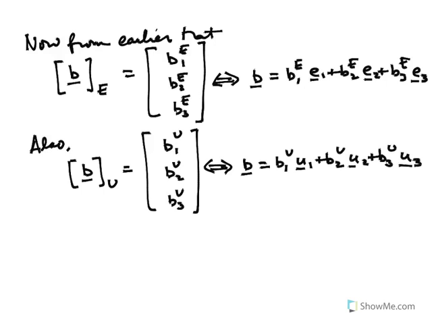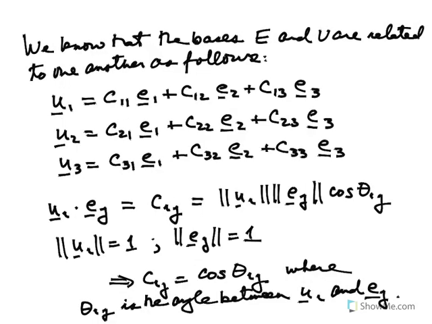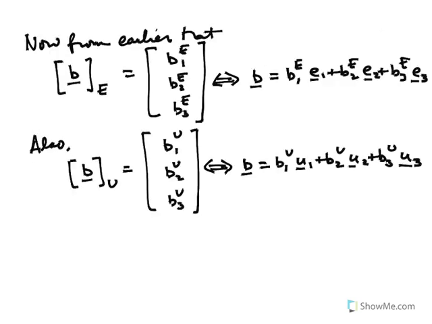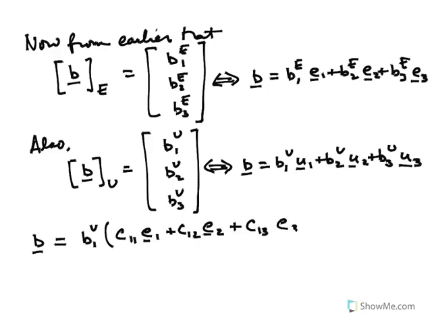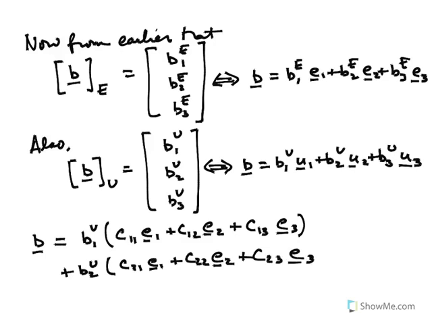Now let's substitute the expressions for u1, u2, u3. We have them here, there they are, u1, u2, u3, and put them into this last expression and see if we can make it look a little bit different. So we have B is equal to B1U, but then what's u1? u1 is equal to C11 e1 plus C12 e2 plus C13 e3. And then we have plus B2U, with C21 e1 plus C22 e2 plus C23 e3.